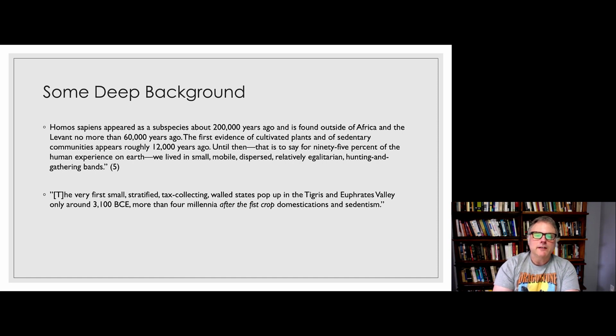I think it locates this in a more fine-tuned way. So there's a distinction between when humans started cultivating plants and living in some sedentary communities, but it wasn't until about 3100 BC that we started living in these small, stratified, tax-collecting walled states, these grain states. These pop up in the Tigris and Euphrates Valley about 3,000 years BC, and that's about 4,000 years after we first figured out how to domesticate crops and how to live in settled communities.